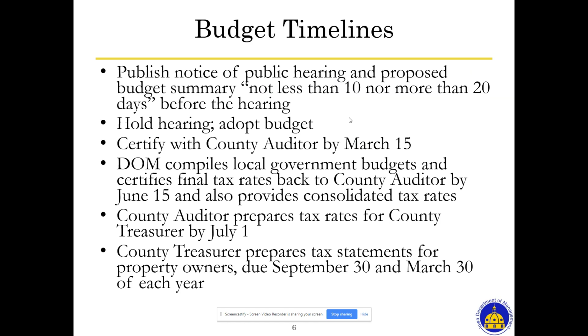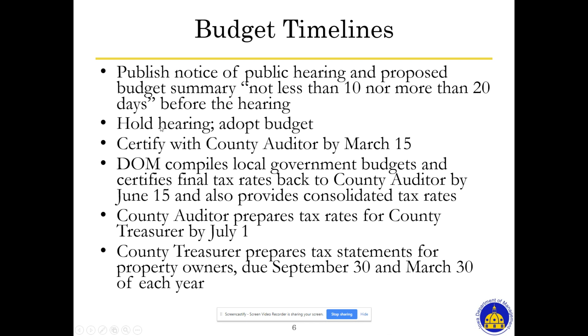So let's talk a little bit about general budget timelines. The first step in your budget process, after obviously the county auditor files value and you have prepared your budget as you see fit, the first statutory step that you would need to complete is to publish notice of a public hearing that you'll have for your public. So you publish notice of the public hearing and proposed budget summary not less than 10 days, no more than 20 days prior to the date of the hearing. You don't count the actual date.